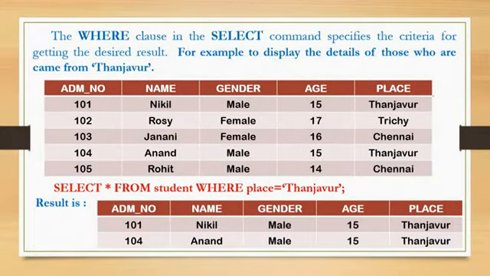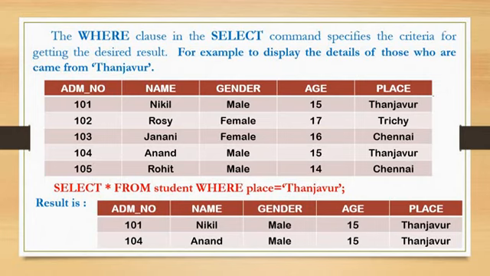The where clause in the select command specifies the criteria, here criteria means the condition, for getting the desired result. For example, to display the details of those who came from Tanjore, see the student table, then the query: select star from student where place equal to Tanjavur. Here the star indicates all the columns.